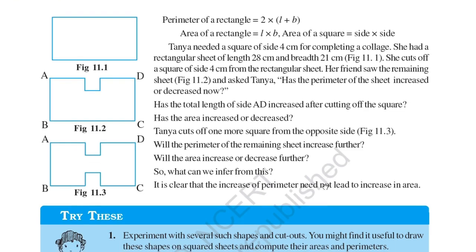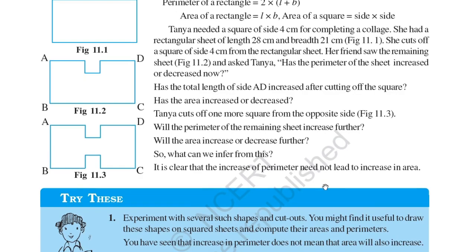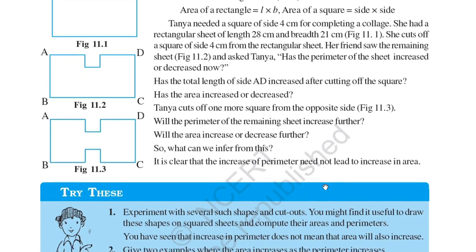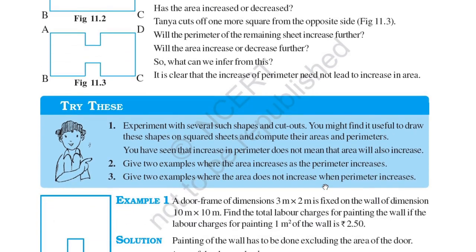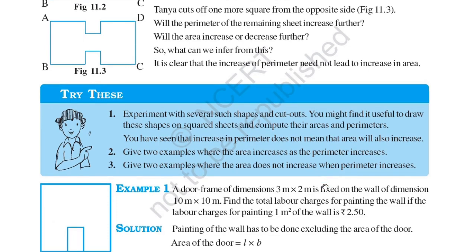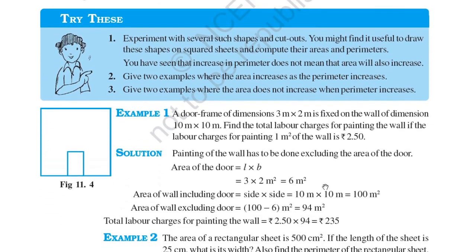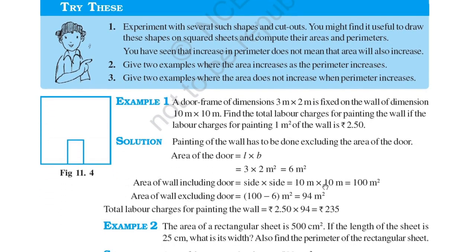Tania cuts off one more square from the opposite side, so you can see in 11.3 she has cut one more square. Now will the perimeter of the remaining sheet increase further? Will the area increase or decrease further? So what can we infer from this? It is clear that the increase of perimeter need not lead to increase in area. So here is a try this section. After that there is example number 1.